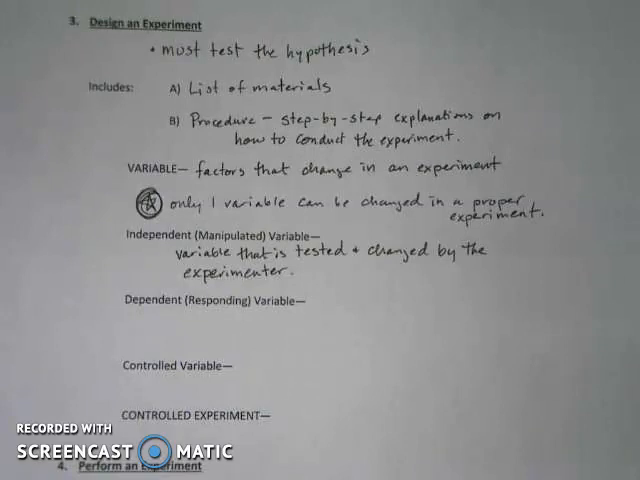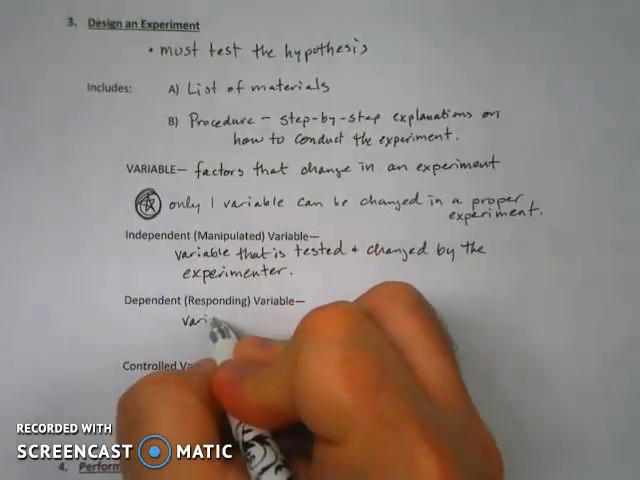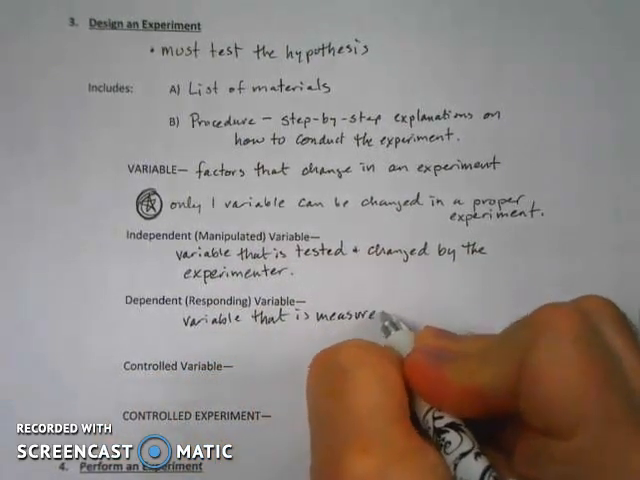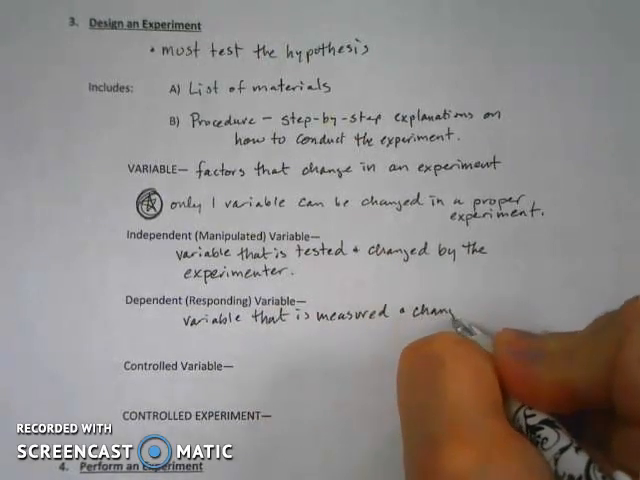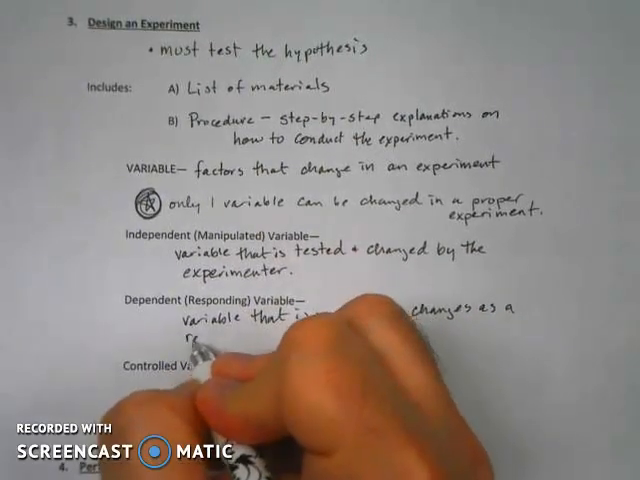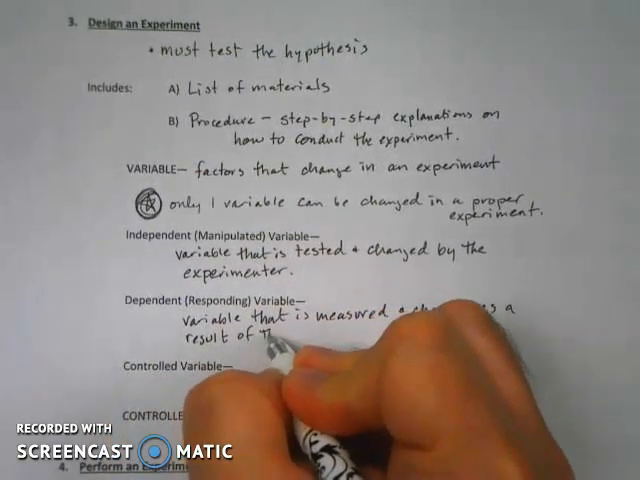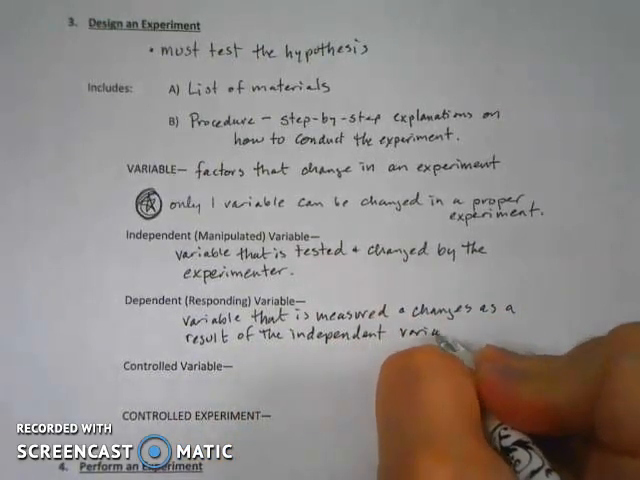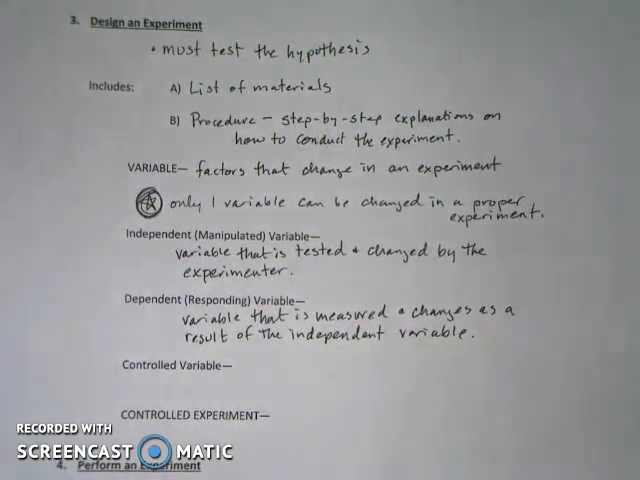Dependent is responding. This is the variable that is measured and changes as a result of the independent variable. So when we go through and look at an example, we'll talk about what is independent or manipulated and what is dependent or responding.